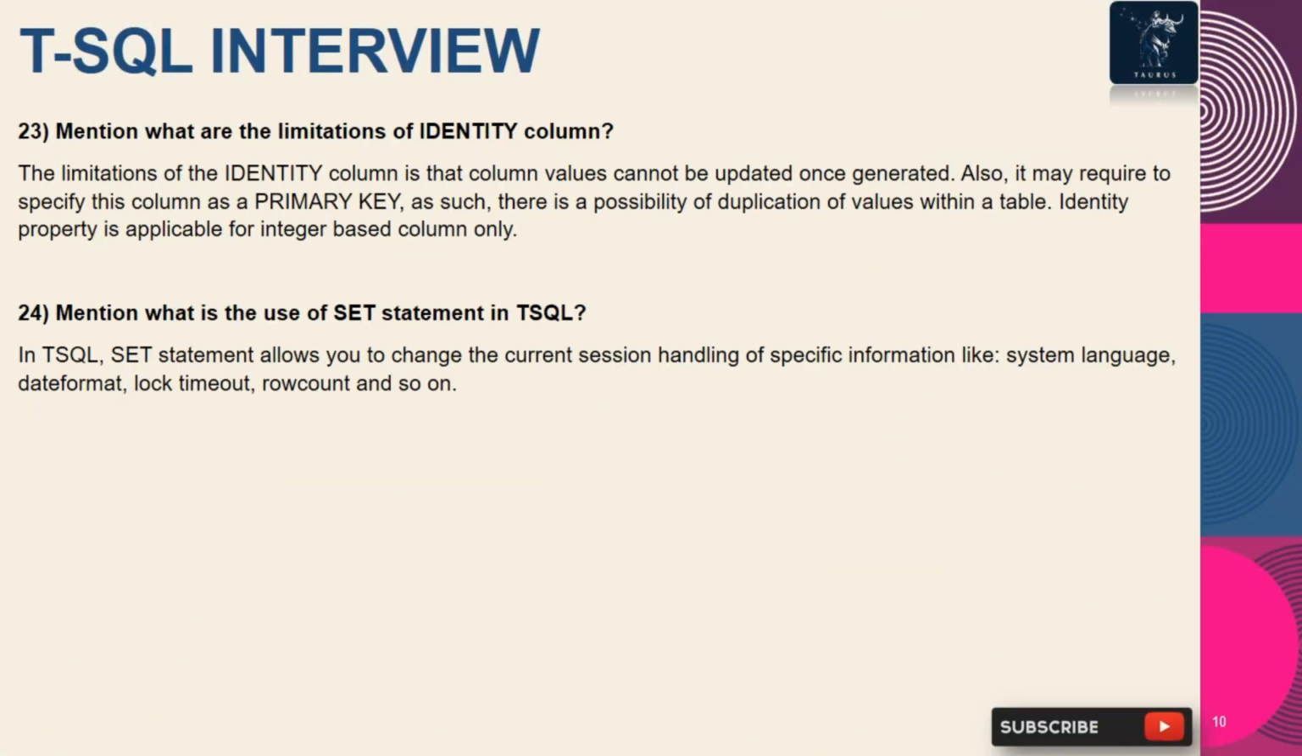23. Mention what are the limitations of identity column. The limitations of the identity column are that column values cannot be updated once generated. Also, it may require you to specify this column as a primary key. As such, there is a possibility of duplication of values within a table. Identity property is applicable for integer-based columns only.